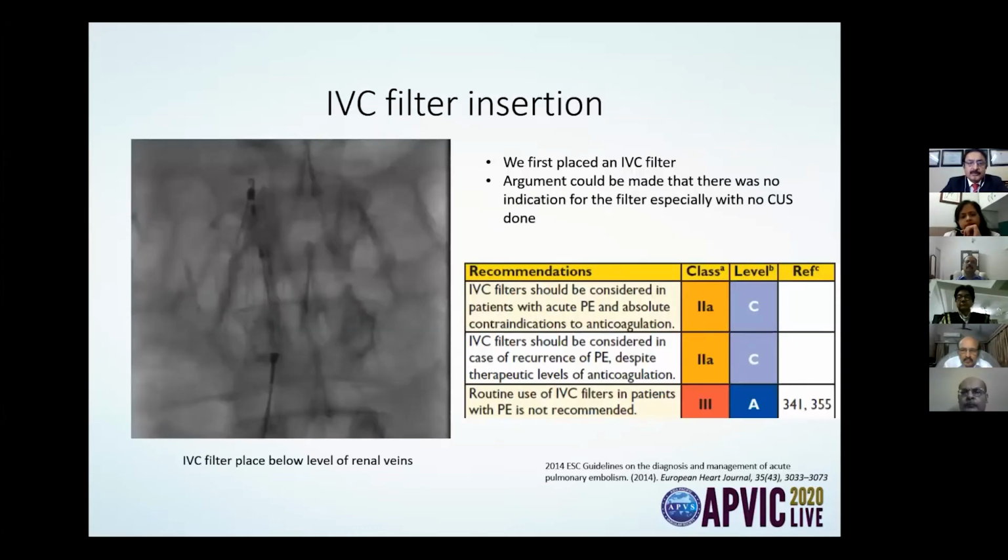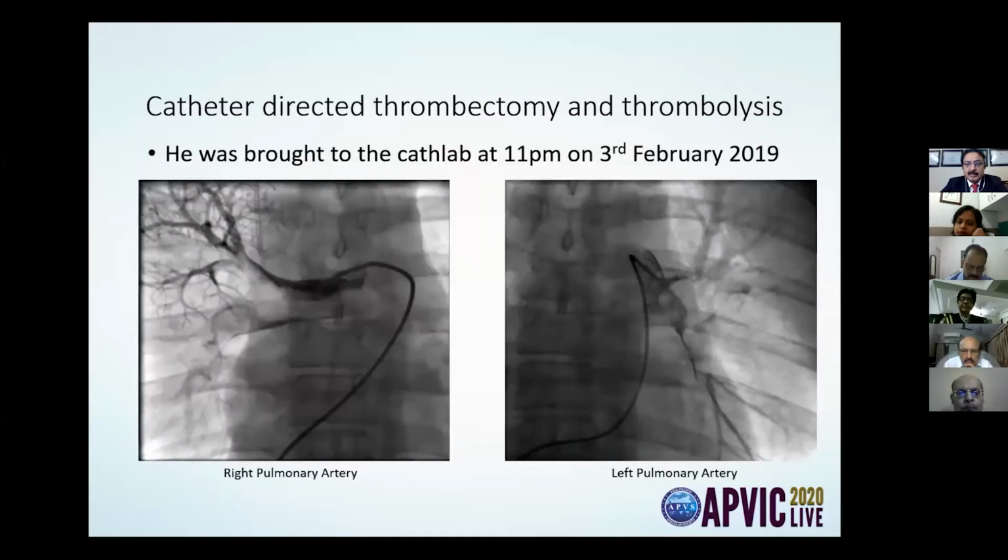So the first thing we did was to put a temporary filter in the IVC because of the clot. The argument could be made that the filter was not indicated, but in this setting, we didn't want any further embolization, which could have actually tilted the balance. If you see the literature, filters have only a class 2A indication, and that too in this setting. They do more harm if left for a longer time, and they should be retrieved as early as the job is done. So now this is the angiogram.